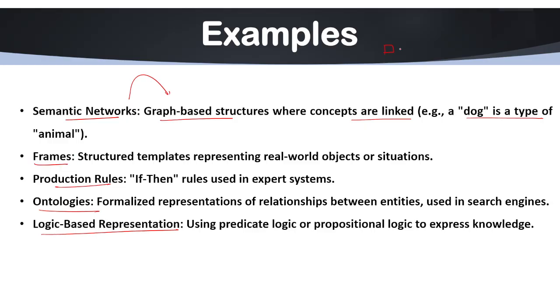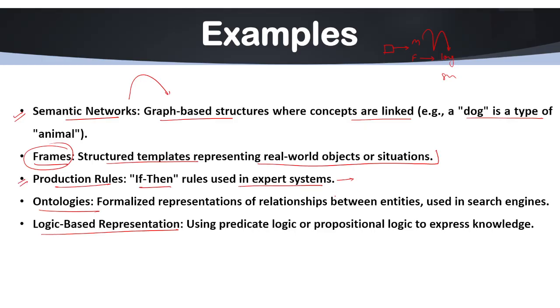Like we are humans, we have some categories like male and female. Under female, we have some categories like long-haired female or short-haired female. So here we are creating a network that is called a semantic network in AI. Another is frames, structured templates representing real-world objects or situations. Under production rules, if-then rules are used in expert systems.